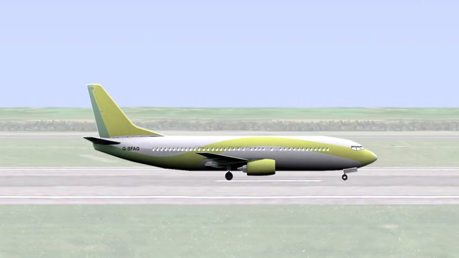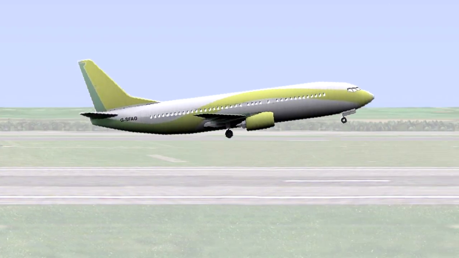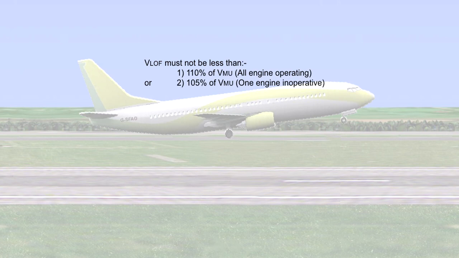VLOF means the liftoff speed. VLOF is the calibrated airspeed at which the aeroplane first becomes airborne, which is at the moment when the main wheels have left the runway. VLOF should be faster than the minimum unstick speed VMU. The margin above VMU is determined by several factors. For example, VLOF must not be less than 110% of VMU in the all engines operating condition and 105% of VMU in the one engine inoperative condition.